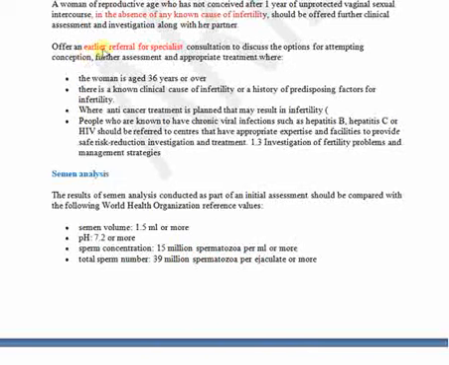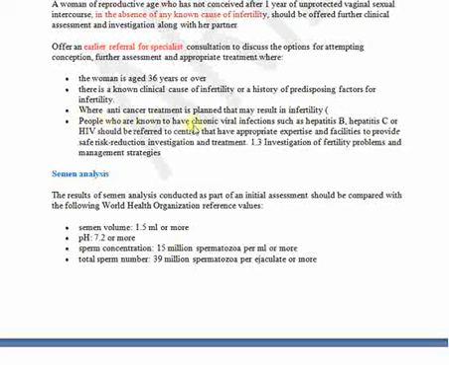Offer an earlier referral for specialist consultation to discuss the options for attempting conception, further assessment and appropriate treatment where the woman is aged 36 years or over, there is a known clinical cause of infertility or a history of predisposing factors for infertility, or where anti-cancer treatment is planned that may result in infertility.